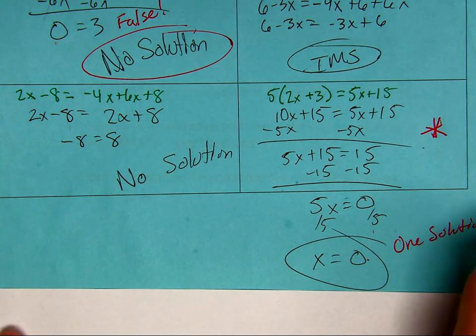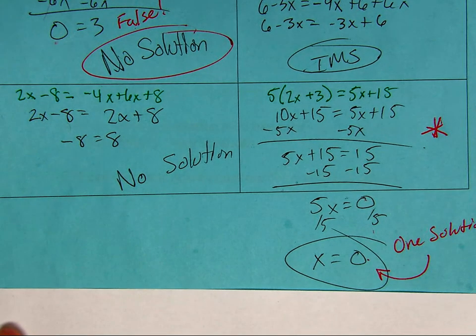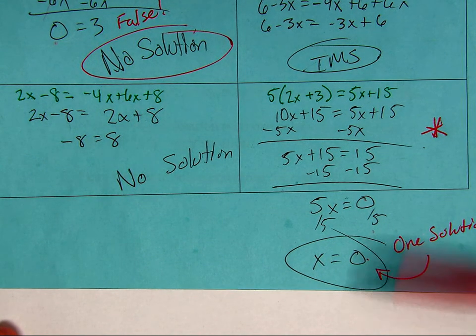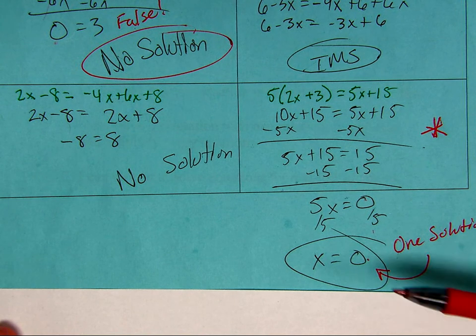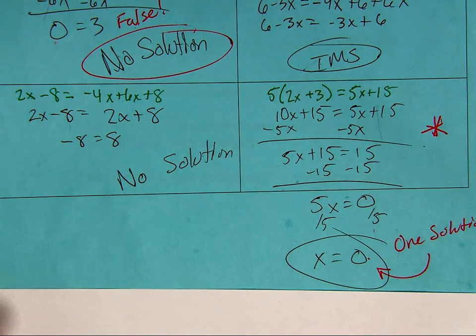The solution is 0. Okay, so on a quiz or test, if you write no solution here, it's going to be wrong, even though you did all of your steps right and you get here. The solution is 0. The only number that will work when I plug that in is 0.